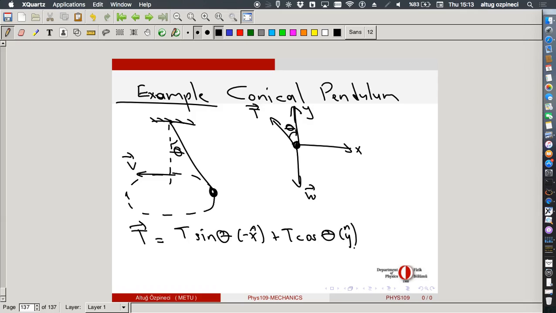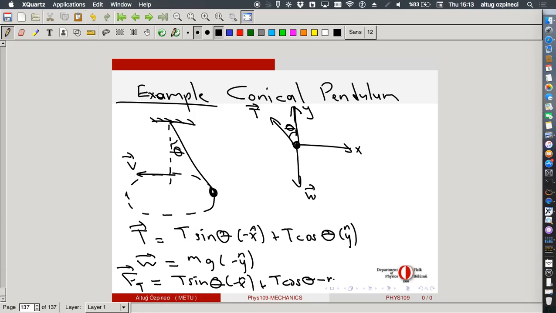Now the weight is just mg in the minus y direction. So we just need to calculate the total force. Now the total force is equal to T sine theta in the minus x direction plus T cosine theta minus mg in the y direction.